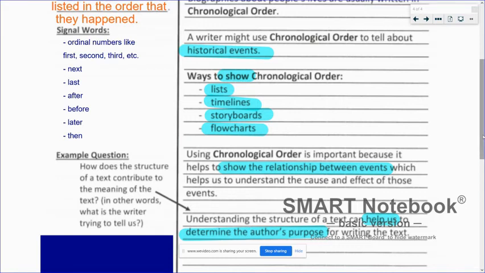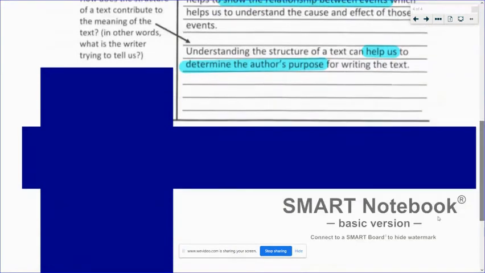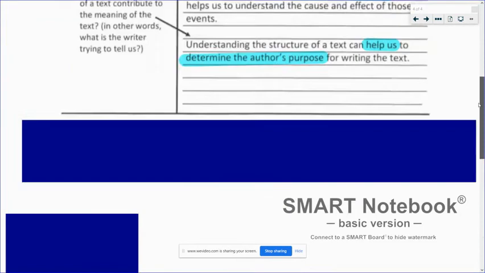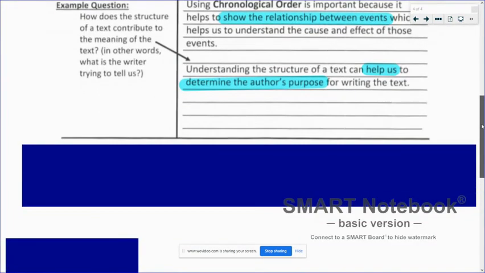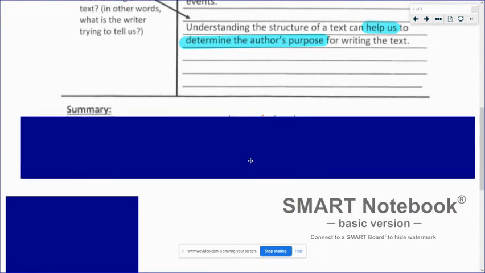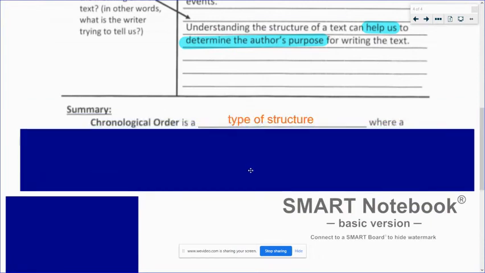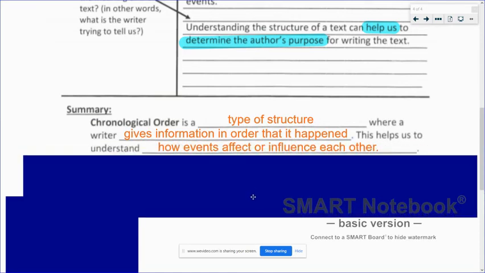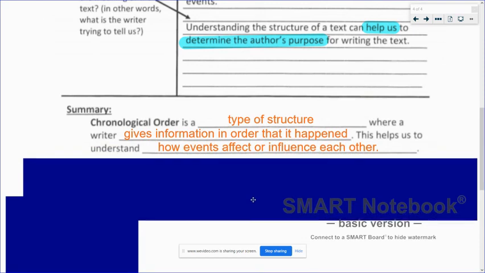So the last section is the summary. If you need to pause and go back because I moved too fast, go ahead and do that. But the summary for chronological order for the Cornell notes is: chronological order is a type of structure where a writer gives information in the order that it happened. This helps us to understand how events affect or influence each other.